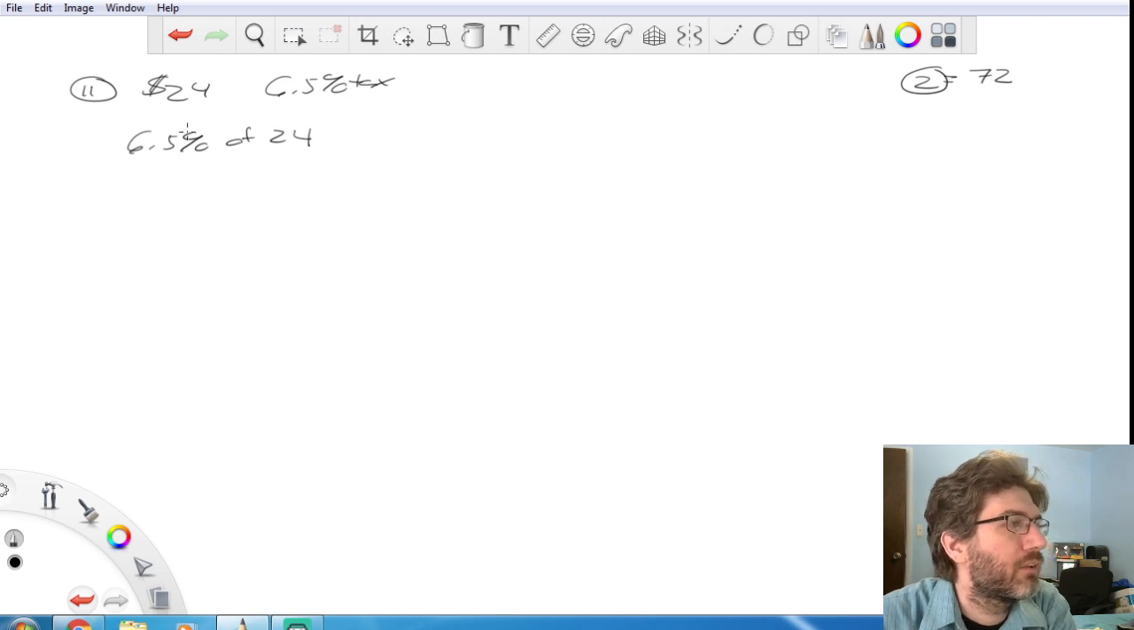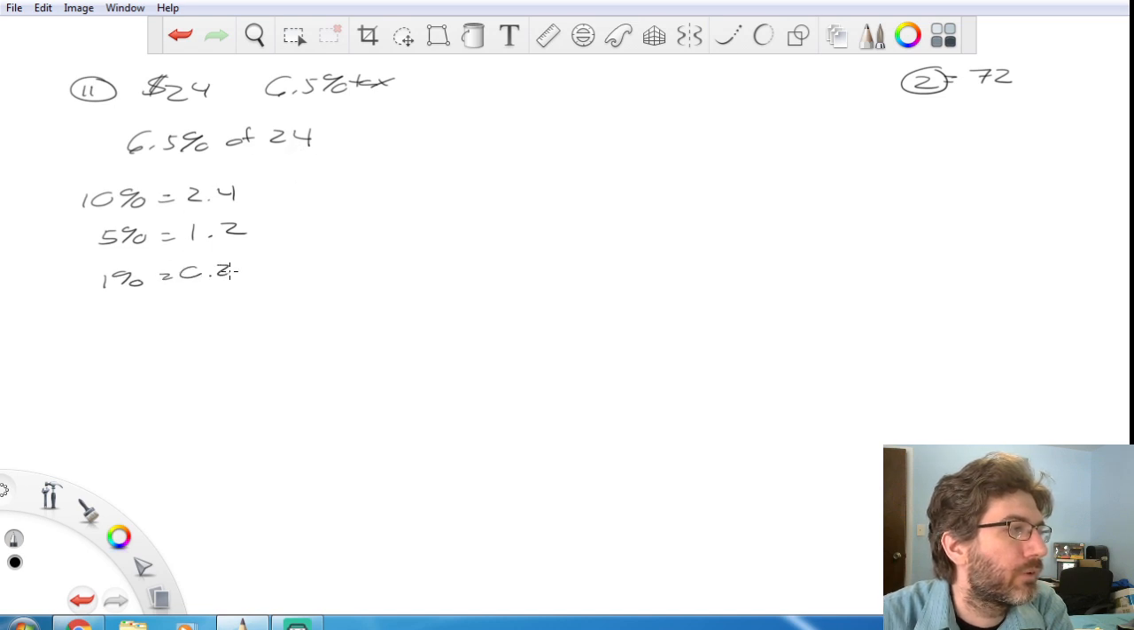This one says, what am I doing? 6.5% of 24. So again, let's find 10%, so we can get to 5%, and then 1%, and then 0.5%. So let's start with 10%. 10%, again, you're just going to move your decimal point once, so that's 2.4. 5% would be half of that, so half of 2.4 is 1.2. 1% is if you move this twice, which would be 0.24. And 0.5% would be half of this number, which would be 0.12.